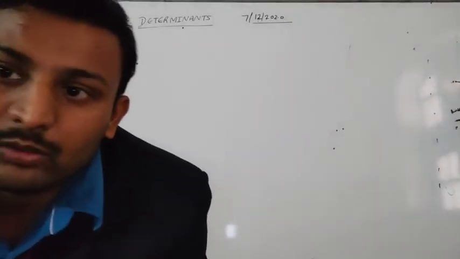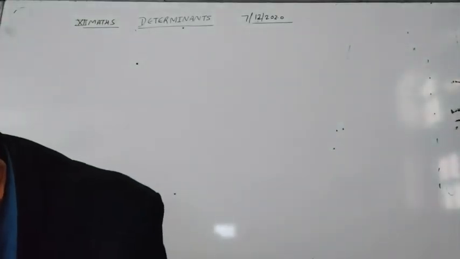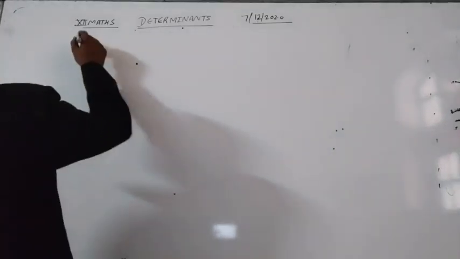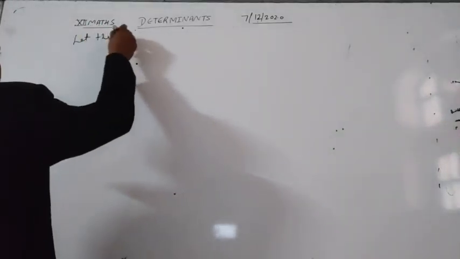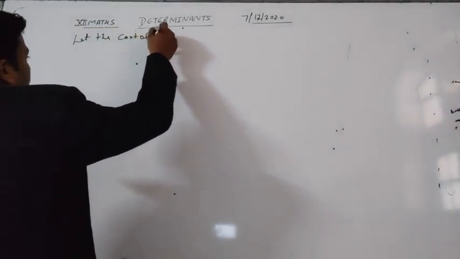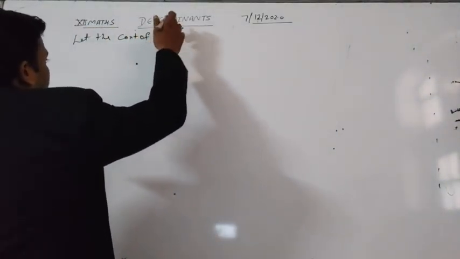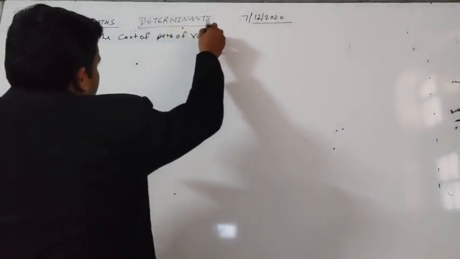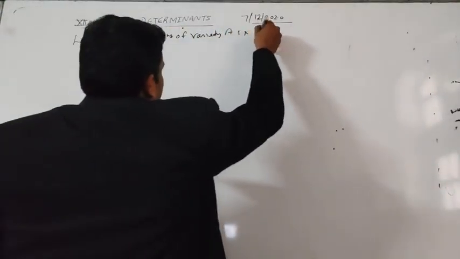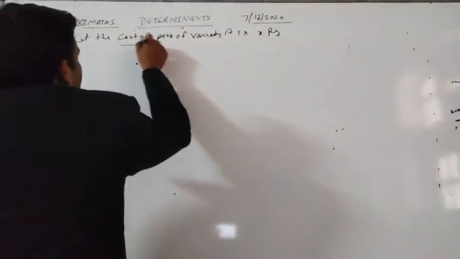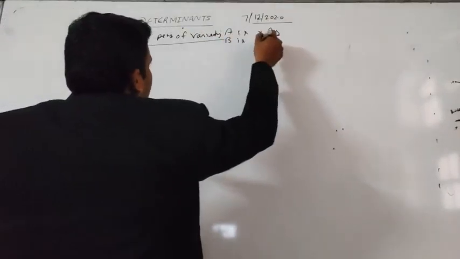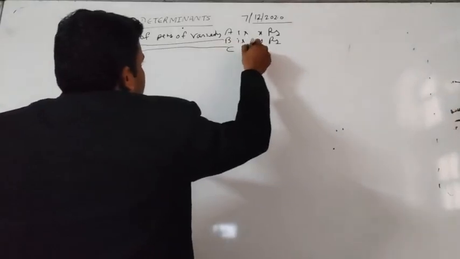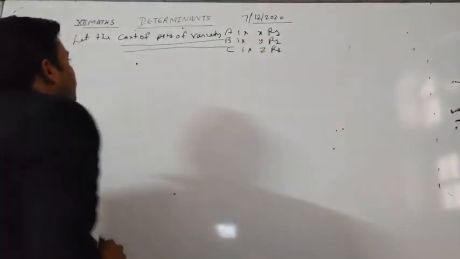So what we will do, we will let the cost of each variety of pens A, B, C be X, Y and Z. So let the cost of pens of variety A be X rupees, cost of variety B be Y rupees, and cost of pen of variety C be Z rupees. Okay.